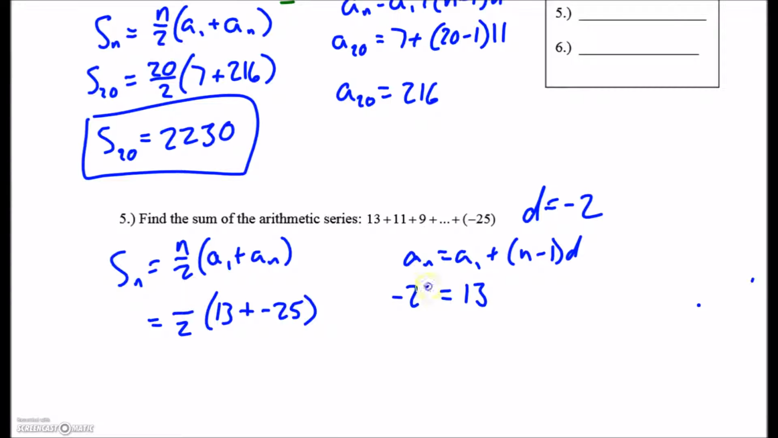A sub n is the last term, that's a negative 25. N is the thing I'm looking for. And the pattern was I was subtracting 2 each time, or adding a negative 2. That's my d value, the negative 2.